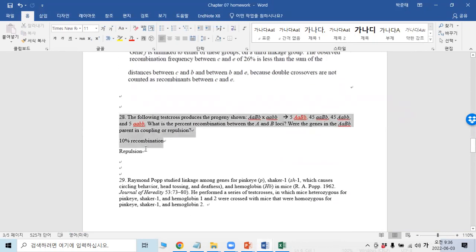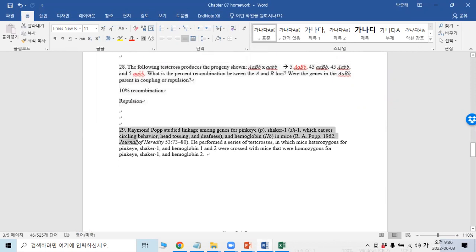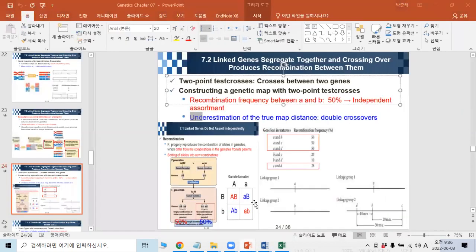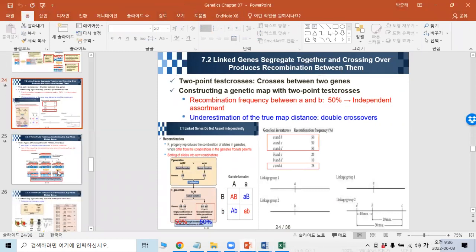Question 28 is asking about repulsion and coupling. The final one is 29, this one. The final important thing is this one.